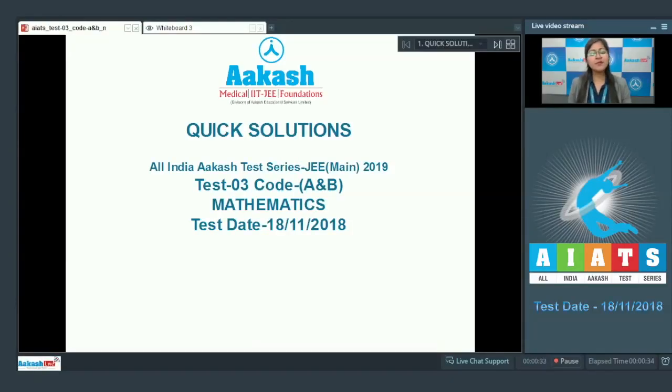Hello everyone. Today we will be discussing the quick solutions of All India Akash Test Series JEE Main Test 3 Code A and B Mathematics, which was held on 18th November 2018.